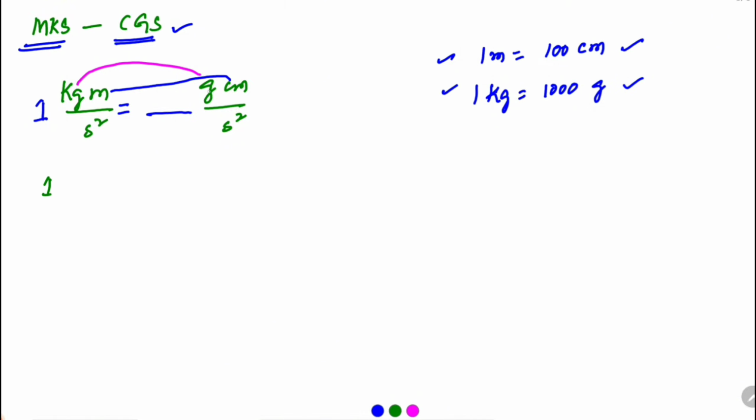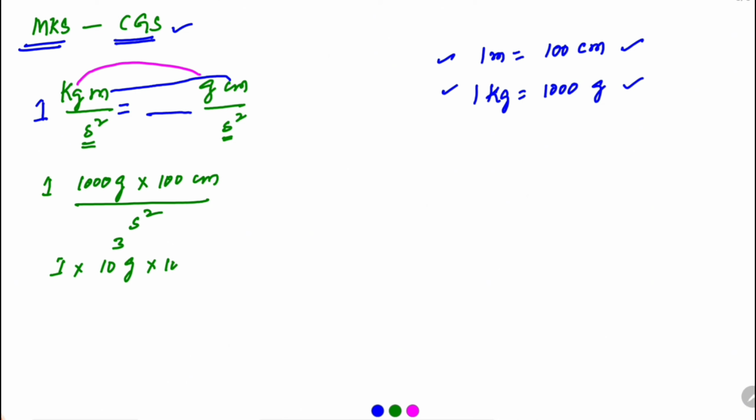1 kilogram is how many grams, my dear? 1000 grams. 1 meter is how many centimeters, my dear? 100 centimeters, divided by second square. Here you have the same unit, so you need not convert it. This can be written as 1 into 1000, which is 10 power 3 grams, into 100, which is 10 power 2 centimeters by second square.